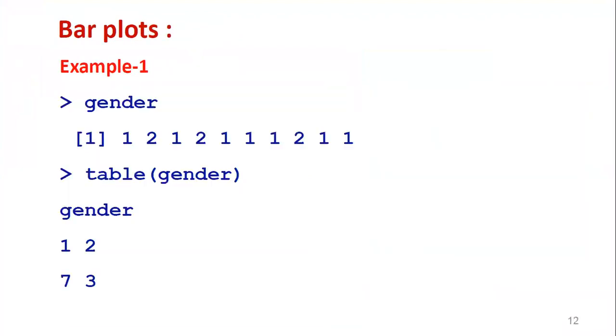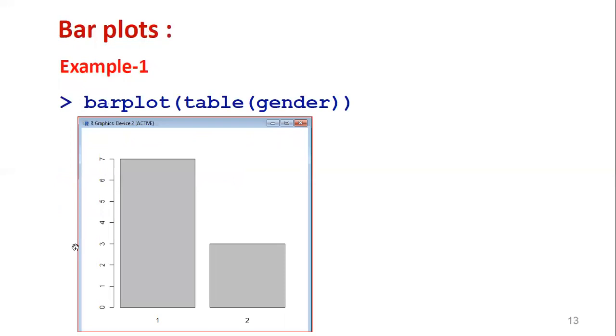Then using absolute and relative frequencies. Absolute frequency means the total number of observations in each category. For that use table of gender. So gender category 1 has 7 observations, category 2 has 3 observations. For this, now create the bar plot. Here you can see the bar plot of table of gender. This is the output we will get.